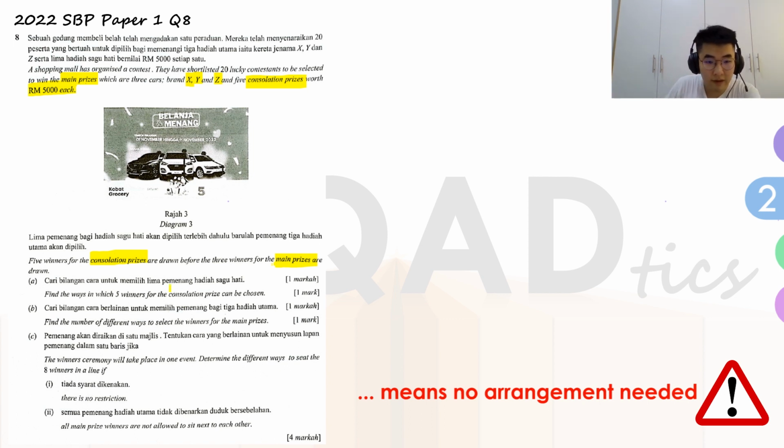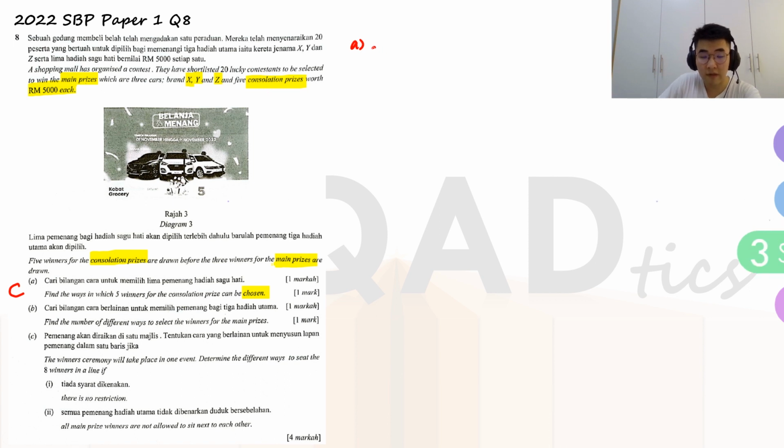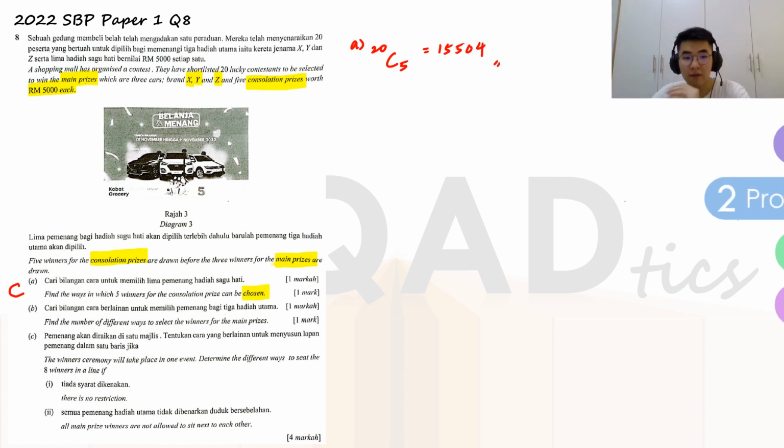Here they also gave us the keyword, which is chosen. This means this question is a combination question. From these 20 contestants, I need to choose 5 to get the consolation prize. So it should be 20C5 for this question, which is 15504.